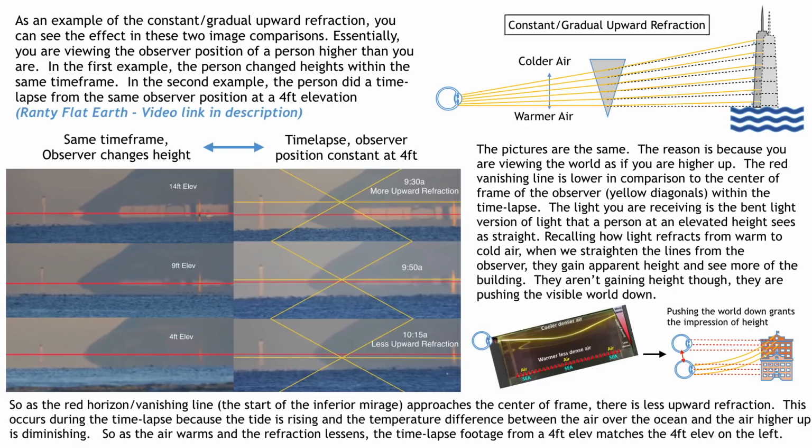So as the red horizon and vanishing line, the start of the inferior mirage, which is that inversion point, approaches the center of frame, so as that red line in the time lapse gets higher and higher to approach the center of frame, there's less upward refraction. And this occurs during the time lapse because the tide is rising and the temperature difference between the air over the ocean and the air higher up is diminishing. They are getting closer and closer to one another as the air warms up within the day and the sun travels above. So as the air warms and the refraction lessens, the time-lapse footage from a 4-foot elevation starts to match the 4-foot elevation snapshot on the left.